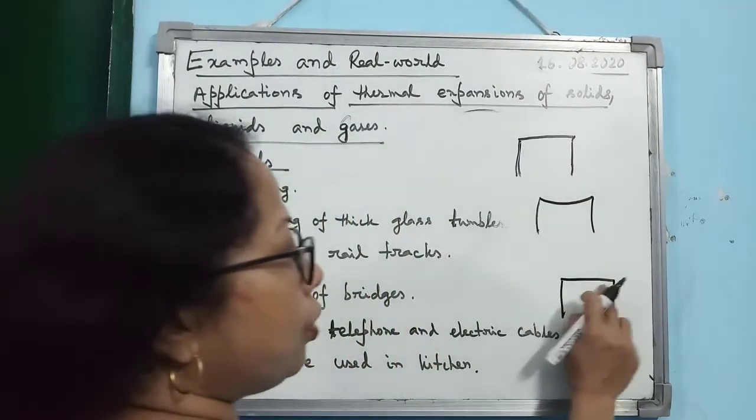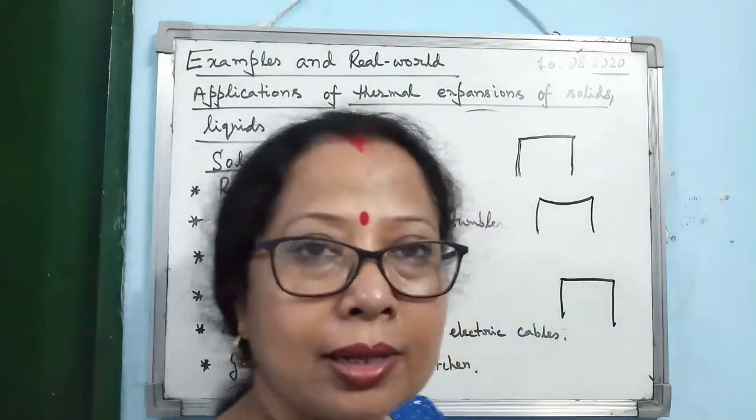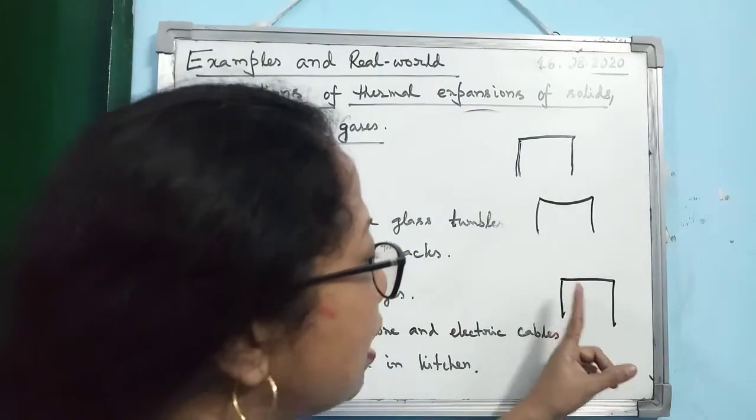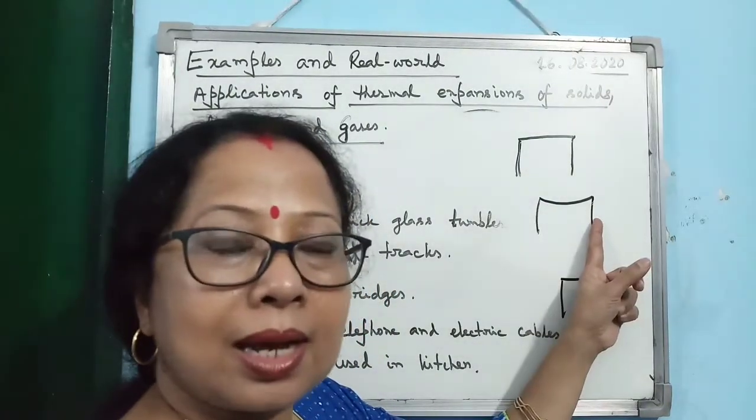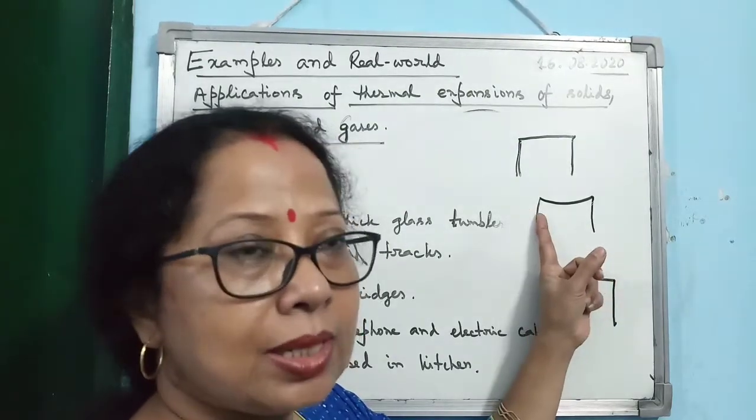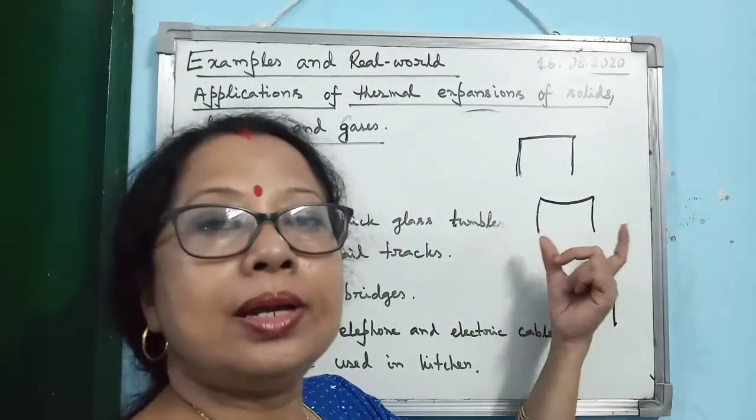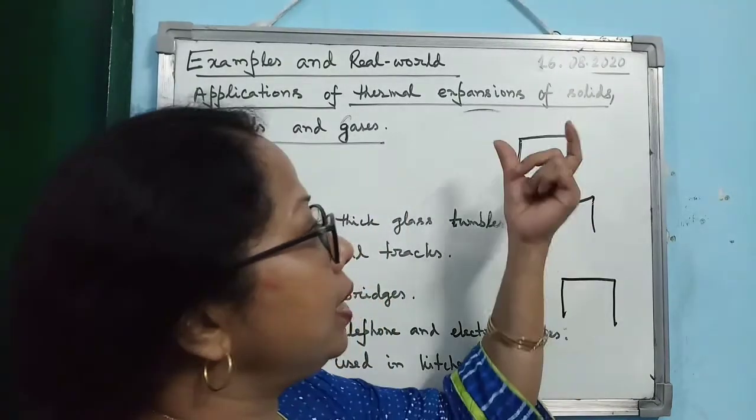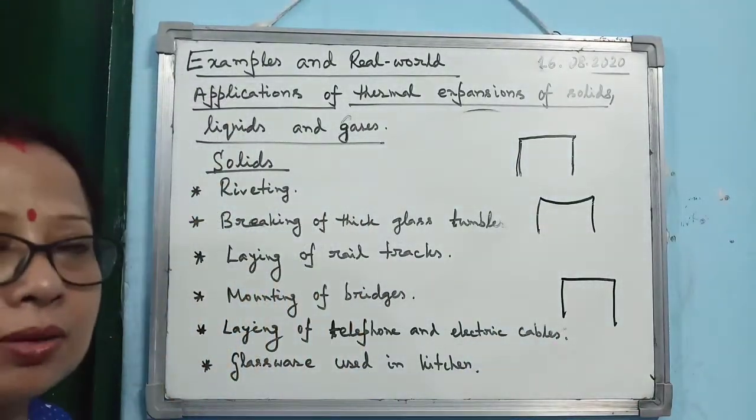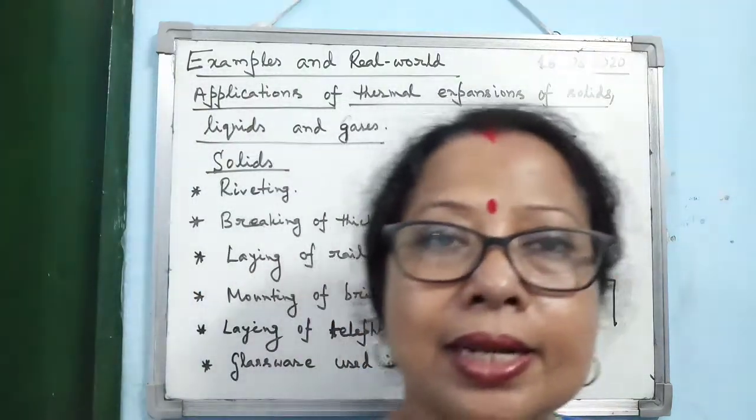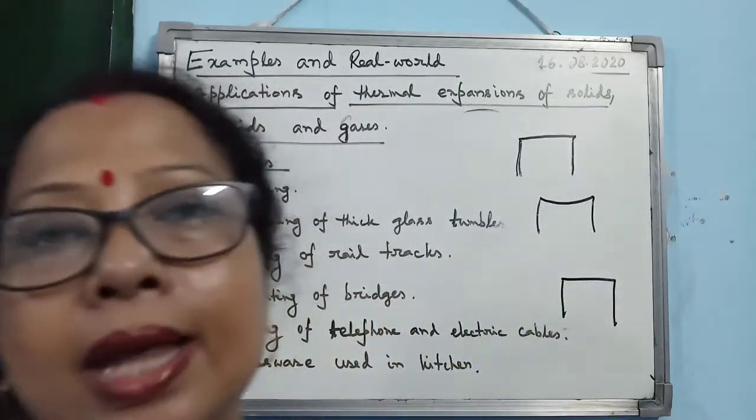Why? Because if you put it straight during summer, then during winter it will try to contract and it will cause damage. So during summer it is laid in this way, so that the cable sags between the two poles. It is loosely laid in summer, but when laid during winter, it is tightly laid. Clear? That is the reason: during summer it can expand and during winter it can contract easily without causing any damage to the cable line.